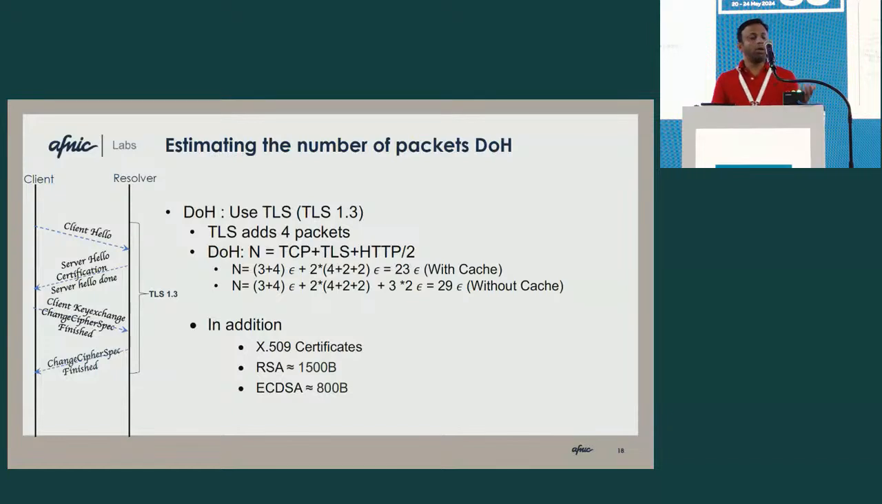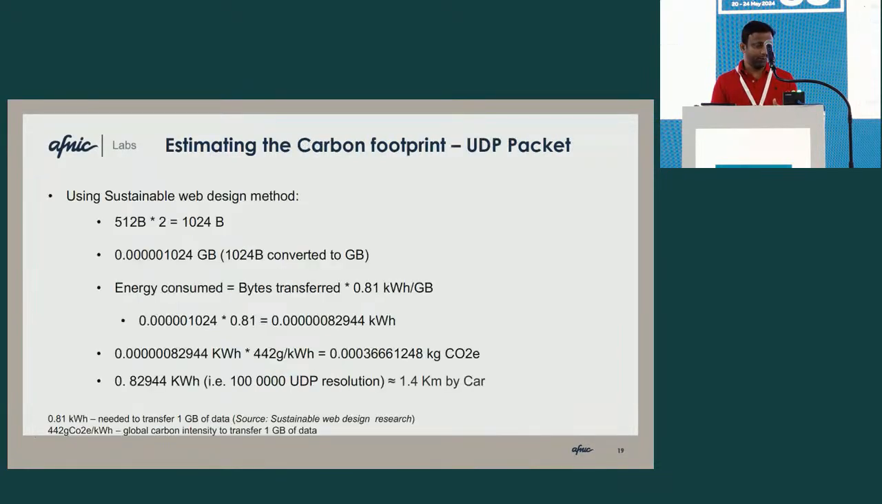If we go to, for example, DoT and DoH, we have a DoH example here, just with TLS 1.3, TLS adds 4 more packets. So with cache and without cache, we have this calculation that is 23 and 29. This is an estimation of the number of packets, but we also have to see the packet size, as that also has an impact on energy consumption. For example, for a TLS communication, we have X.509 certificates, and algorithms like RSA, ECDSA, etc. So that also has to be taken into account.